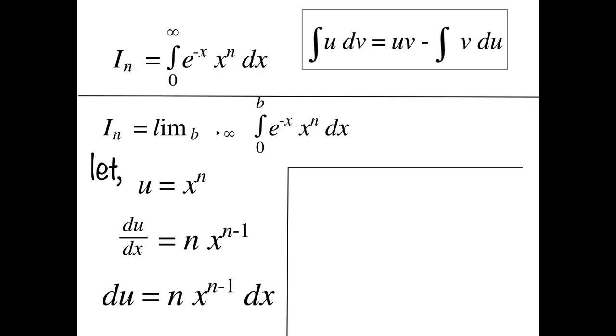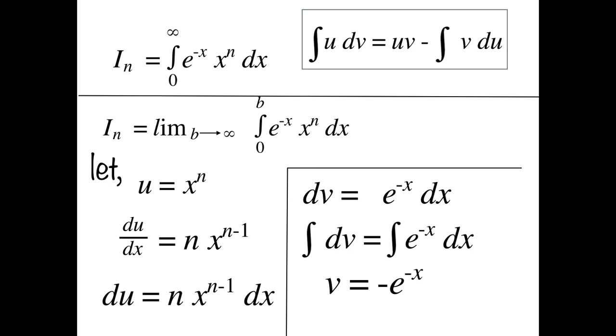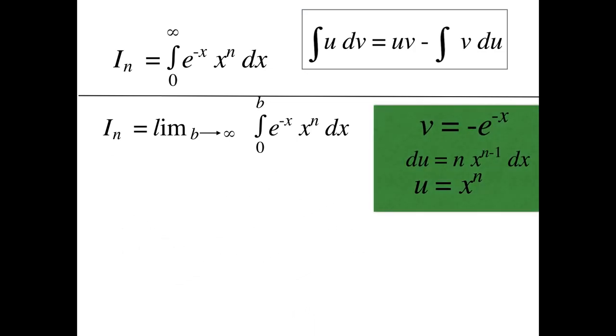Okay, so now we have to find dv, and after we integrate dv, we'll get the v term. That's pretty easy, right? Let us say dv is e to the power minus x dx. After we integrate that term, we get v equal to minus e to the power minus x. Now let us summarize what we have got till now: v is equal to minus e to the power minus x, du is equal to n times x to the power n minus 1 dx, and u is equal to x to the power n.